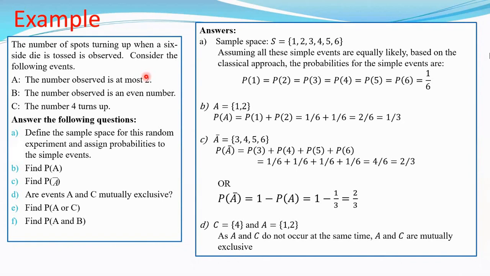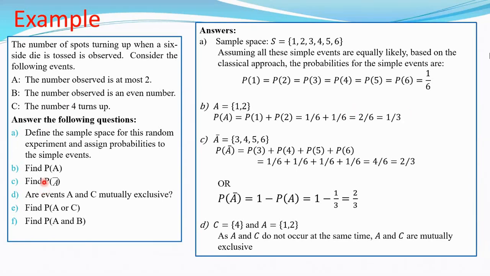So at most 2 means we can observe the numbers 2 or below 2. So what is 2 and below 2? Only 1 and 2. So A is made of 1 and 2. Right? So these are two simple events which are mutually exclusive. These two events cannot occur at the same time. So probability of A is equal to probability of 1 plus probability of 2. Here we have probability of 1 and probability of 2. So that is 1 over 3.